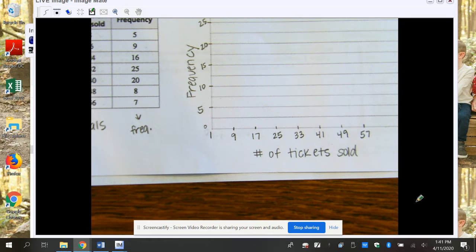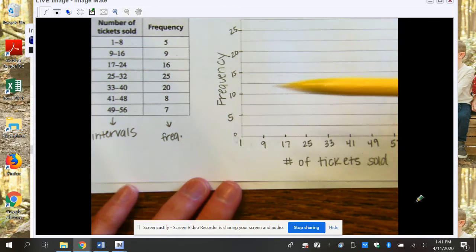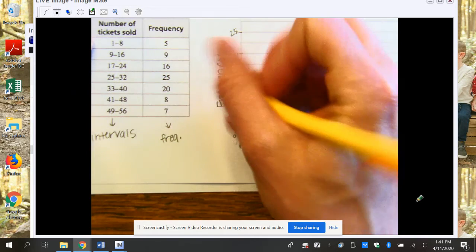Okay, so I already wrote this in there, so I'm just going to leave it like this. This first interval here would go up to 5.